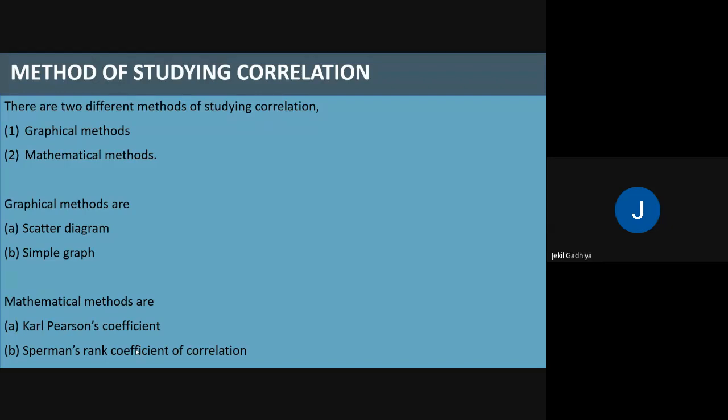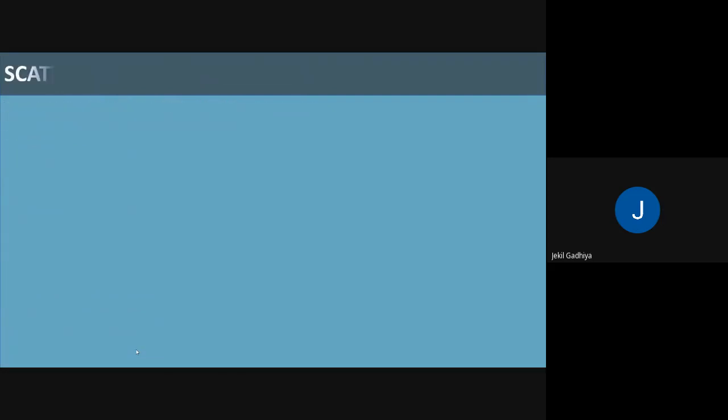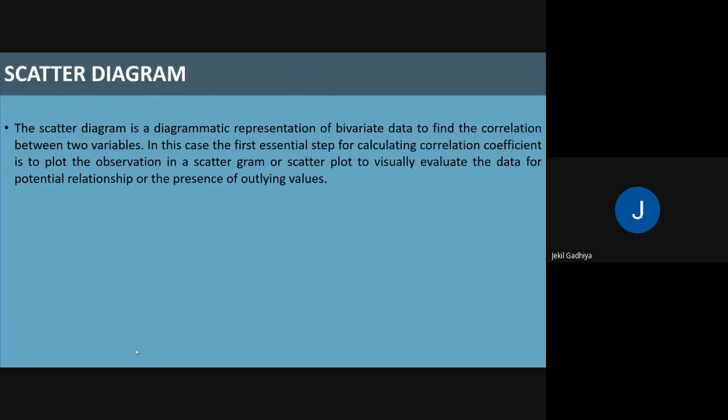First of all, graphical method. And in graphical method, the first method is what? Scatter diagram. So what is a scatter diagram? A scatter diagram is a diagrammatic representation of bivariate data to find the correlationship between two variables. In this case, the first essential step for calculating the correlation coefficient is to plot the observations in a scatter graph or scatter plot to visually evaluate the data for potential relationship or the presence of outlying values.